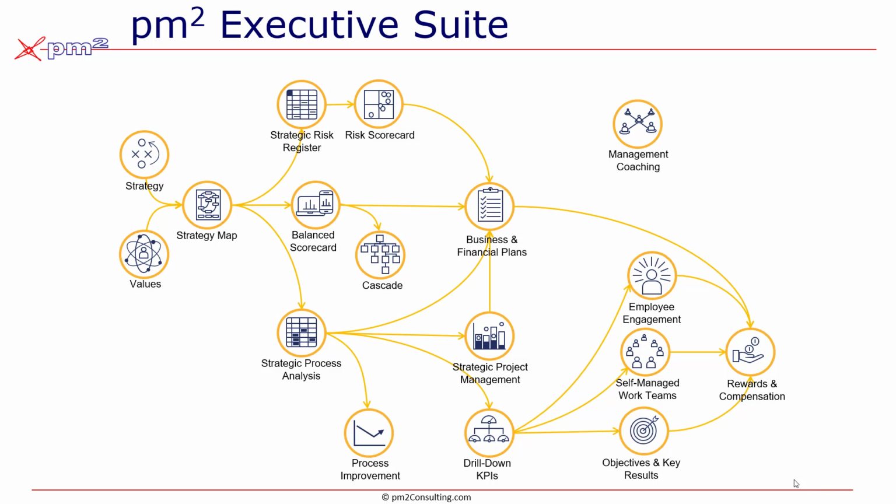The last thing I want to leave you with is a view of an even broader picture. This is what we call the PM² executive suite. These are the things that you are responsible for as an executive. Now, to put this story into context, you own the strategy and the values, and based on that, as we just illustrated, we can create a strategy map. By adding KPIs or indicators to it, we can build you that balanced scorecard. What I then showed you is going down this path here of doing a strategic process analysis.